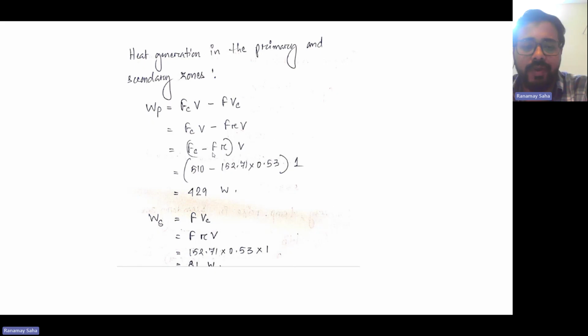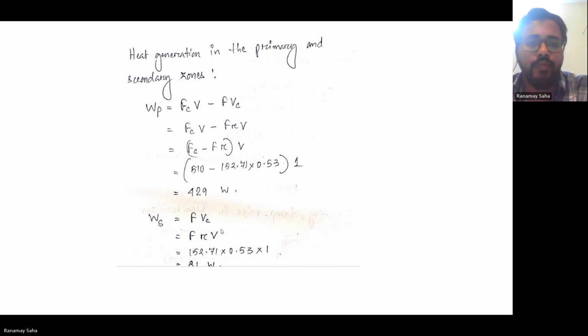Now we can simplify this equation taking Fc minus Fr into bracket and plugging in the values to see that the total heat generated in the primary deformation zone is 429 watts. In the secondary zone, it is simply the product of the chip velocity and the friction force between the chip and the tool. The heat generation here is simply 81 watts.